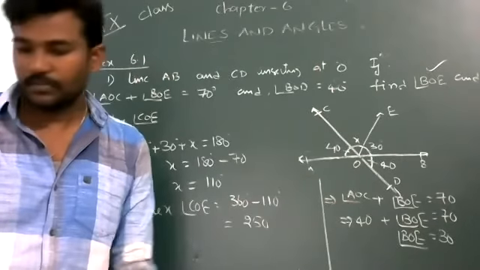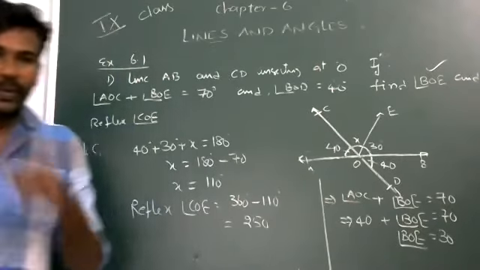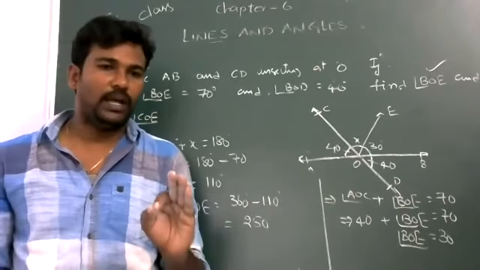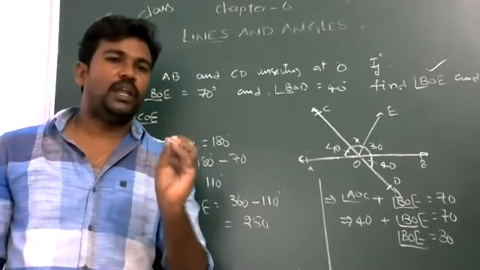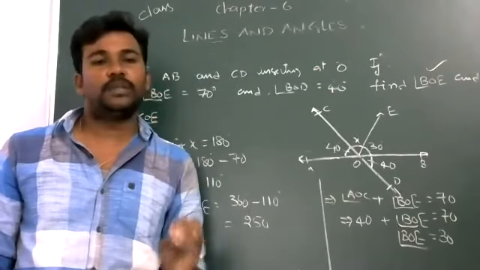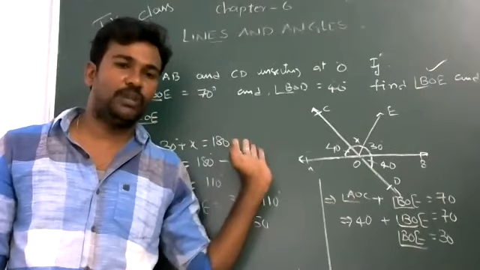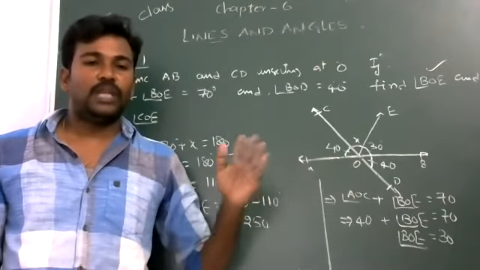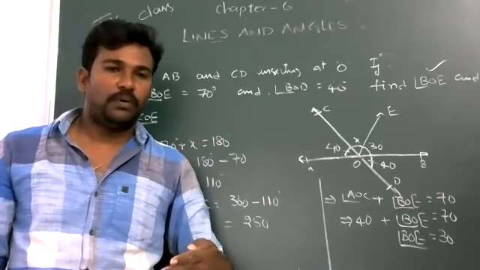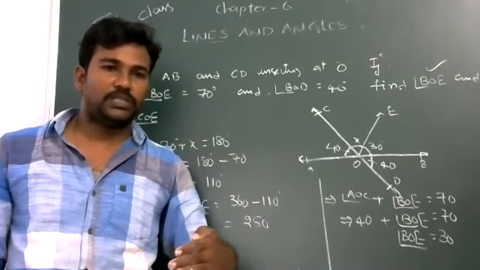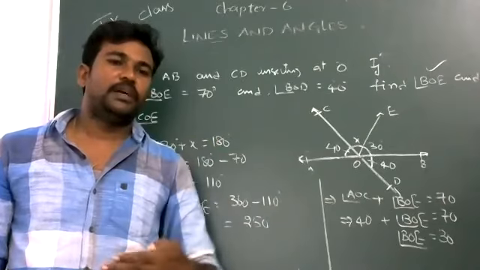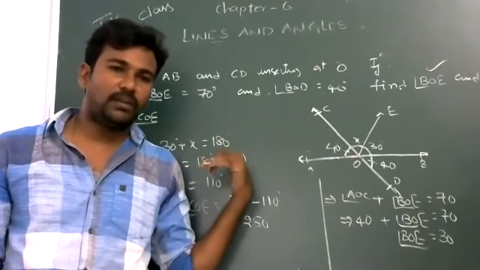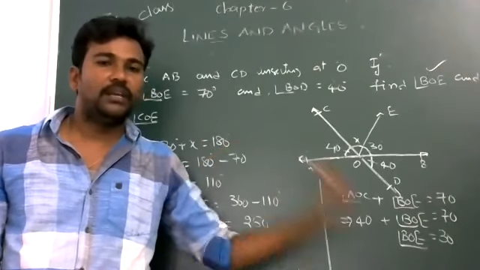Is it clear now, students? Any doubts in these problems? Here there is only one logic. First of all, you learn all the theorems, all the basic concepts, and all the basic terminology in this geometry chapter, chapter 6, Lines and Angles. Then you come to how to solve the problem, how to draw the diagram based on the question, and how to simplify the answers. Whatever it may be, this is very easy when you learn all the concepts, that means all the theorems, clearly.